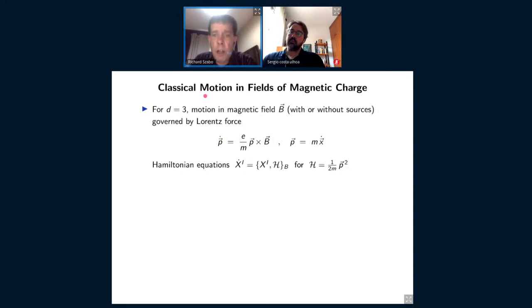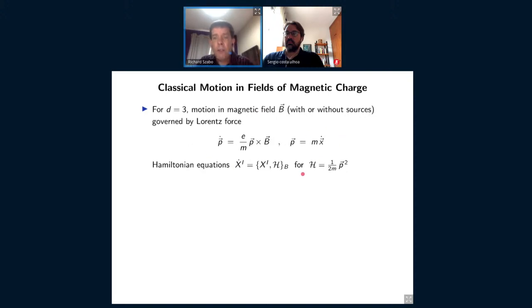The equations of motion for an electric charge in a magnetic field are governed by the Lorentz force law. The Lorentz force law is an equation for the kinematical momentum. This is not the canonical momentum, it's the kinematical momentum of your particle, and it depends only on the magnetic field B. As usual, these are equivalent to Hamilton's equations for the magnetic Poisson bracket that I wrote down before, for the usual Hamiltonian 1/2m p². But it's not really the usual Hamiltonian, because this is the mechanical momentum I'm putting in, not the canonical momentum, so it's not really the free particle. It looks like a free particle, but it's not quite, because remember, in general, these momentum components do not commute.